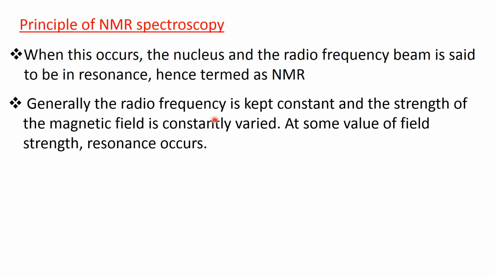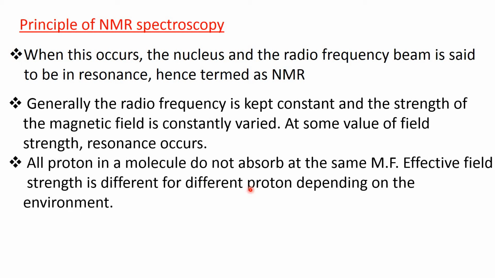Now, generally in NMR spectroscopy, we keep the radio frequency constant. Already you have seen that in NMR you have to apply an external magnetic field, and the radiation absorbed is radio waves. So in NMR spectroscopy, we keep the radio frequency constant and we change the magnetic field strength. At a particular magnetic field strength, the energy of these radio waves becomes equal to the energy difference of the two states. That time resonance occurs and flipping takes place.